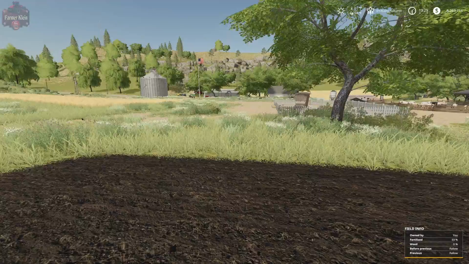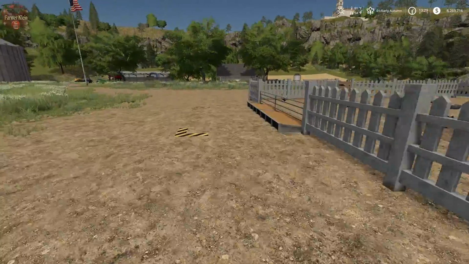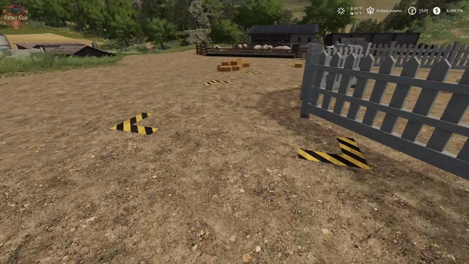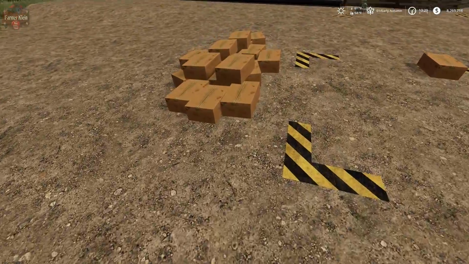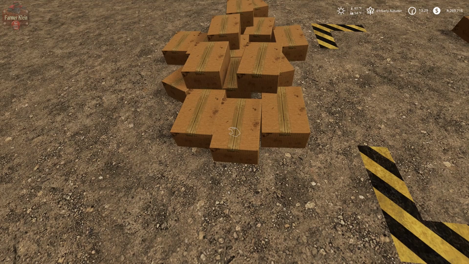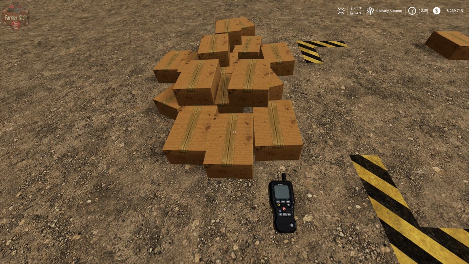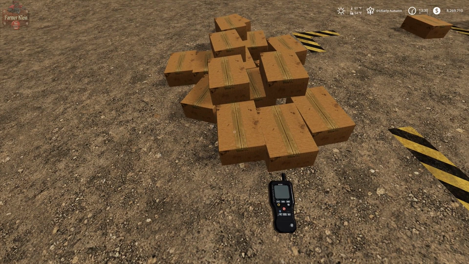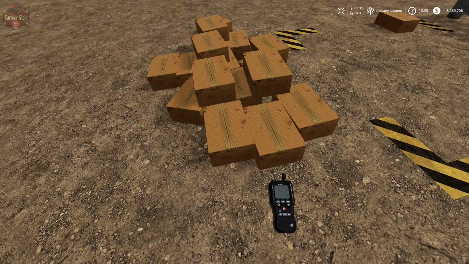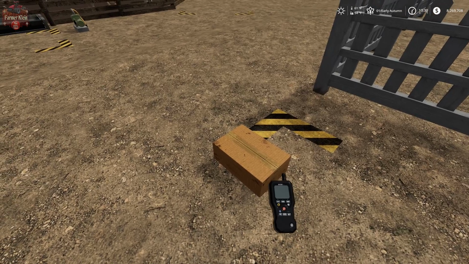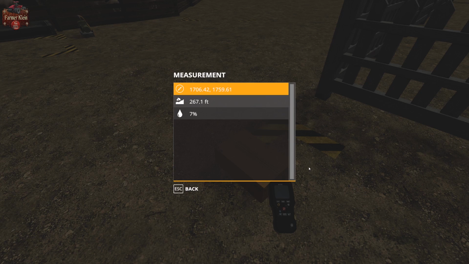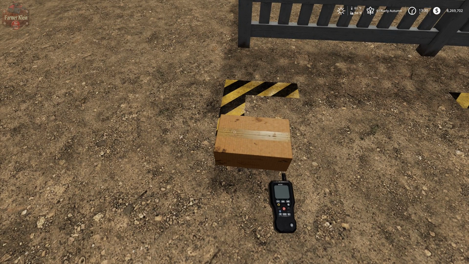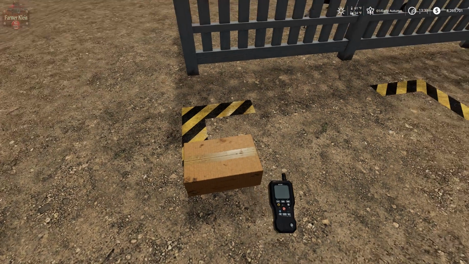Now, what else can you measure? Well, we can come over here, and we can actually measure chicken boxes. So we've got a pile of chicken boxes here. No idea how much is in each one. Now we can measure. That one's got 45 units. This one has 150 units. We can see how full this one is here. Ground. There we go. 61 units.